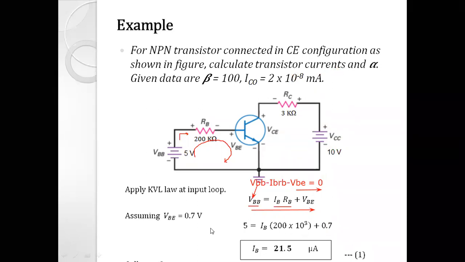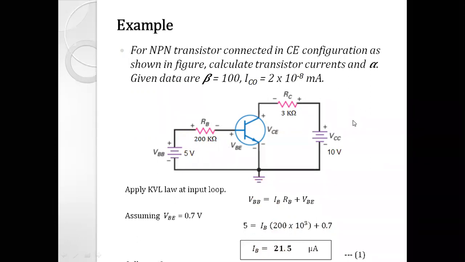So when we substitute VBE is equal to 0.7, you can see that IB is equal to 21.5 microampere. Here you have to make IB the subject of the equation by sending the 0.7 to the left hand side, and 200 into 10 raised to 3 in the denominator. So you get IB is equal to 21.5 microampere. That is our first answer.